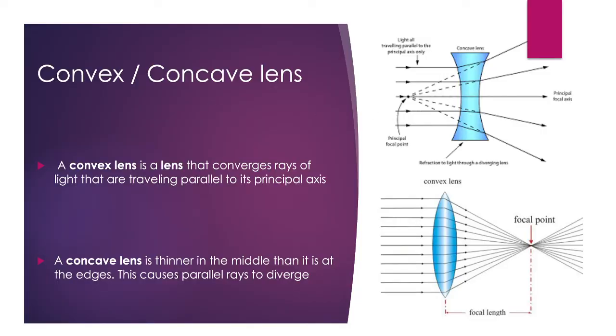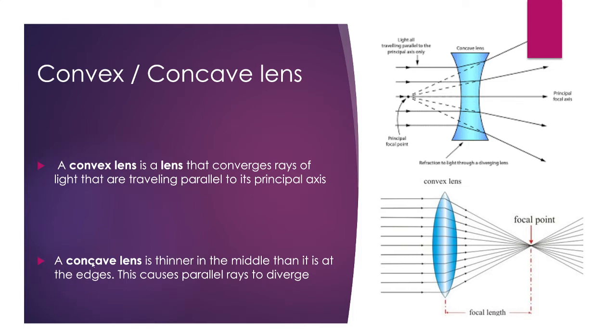Okay. So a convex lens is a lens that converges rays of light that are traveling parallel to its principal axis. So what does that mean? Basically, the convex lens is this lens right here. As light comes into the convex lens, it will converge all of the light rays, and right there, it'll make a focal point.